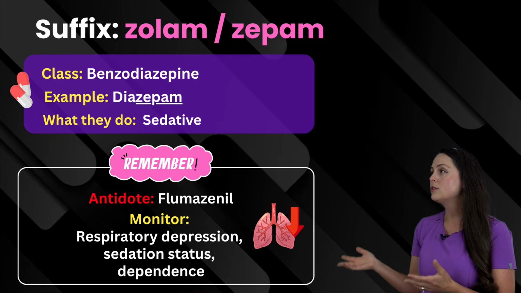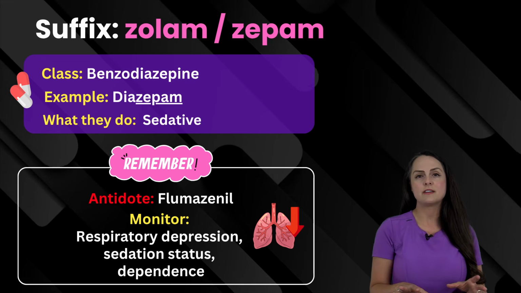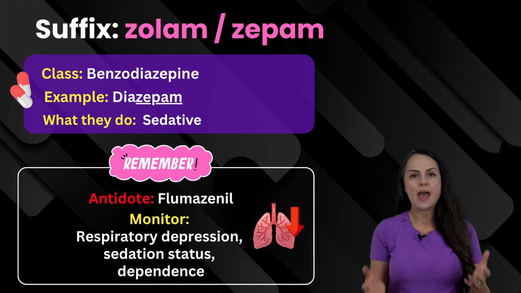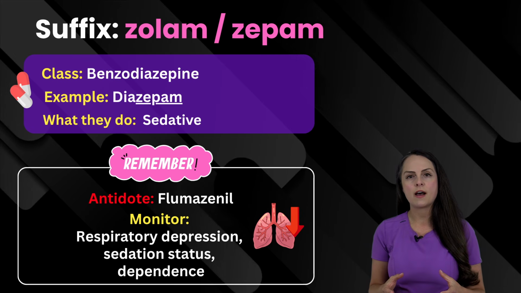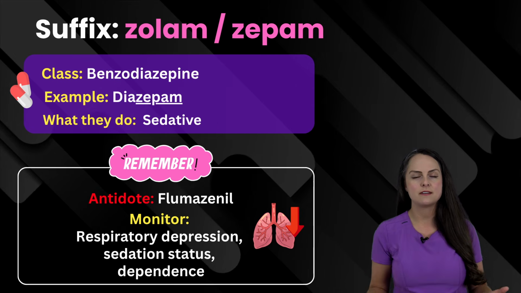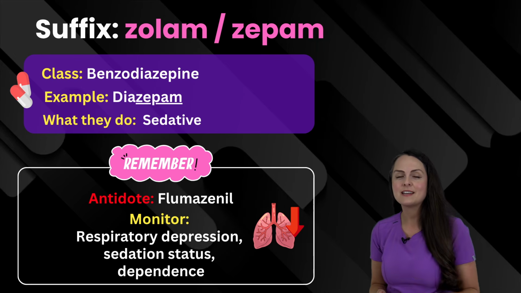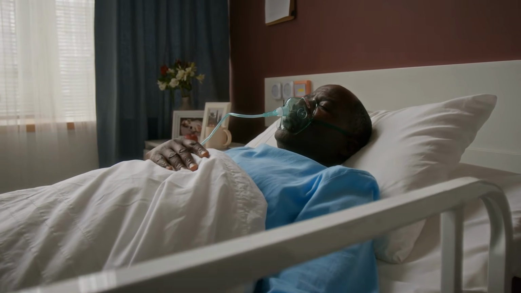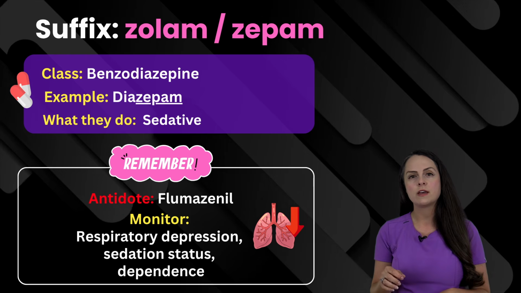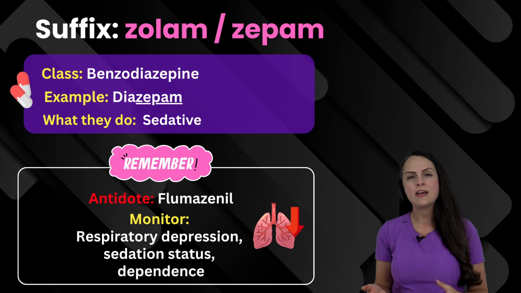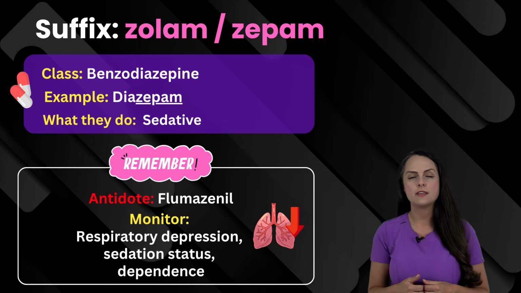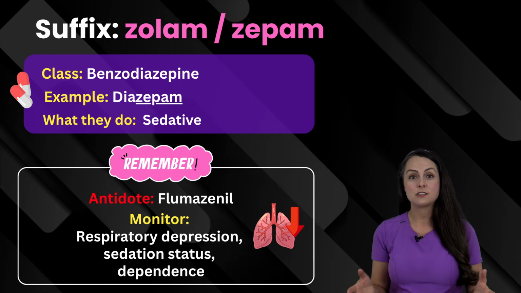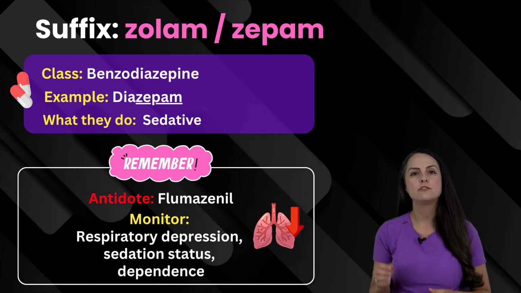Then we have -zolam or -zepam. These suffixes belong to the benzodiazepines, for example, like diazepam. How these medications work is that they are going to provide a sedative effect, so they're sedatives. With these, because they are sedatives, you have to monitor the patient's sedation status, making sure that they're not receiving too much of them, along with respiratory depression, and that they're not developing dependence on them. So with that said, you want to definitely remember the antidote. So if your patient does get too much of this, you can give them that, which is flumazenil.